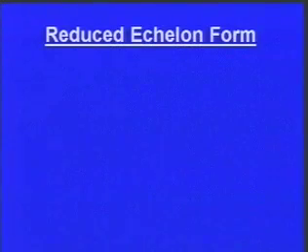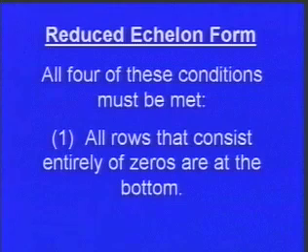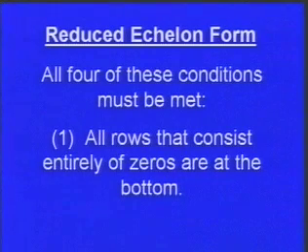Okay, there's our motivation. Now what is it? Reduced echelon form: all four of these conditions must be met. Not just one, not just two, not just three, but all four at the same time. The first is that all rows that consist entirely of zeros have to be at the bottom. So if there is a row of zeros, or more than one, it or they have to be at the bottom. If there aren't any rows of zeros, then you just go, oh yeah, there aren't any, so we go to the next step.